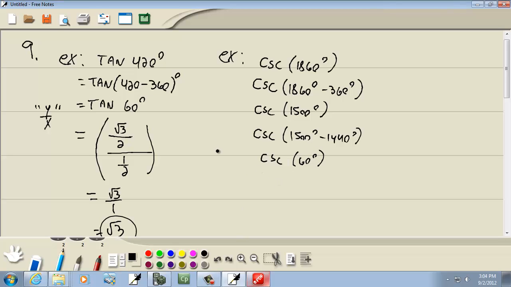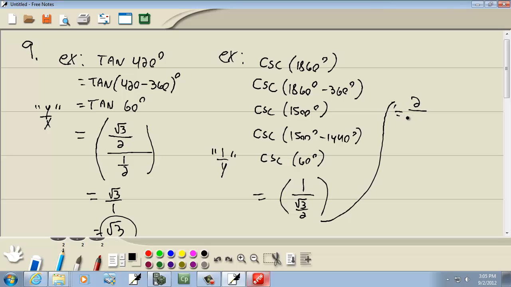Well, cosecant in terms of our unit circle is 1 over y. So at 60 degrees, we already looked at 60 degrees here, y was square root of 3 over 2. Now if we get a single fraction in the denominator, you can flip it and multiply it times the top part, so that just becomes 2 over square root of 3. And multiply top and bottom by square root of 3, and we get 2 square root of 3 over 3.